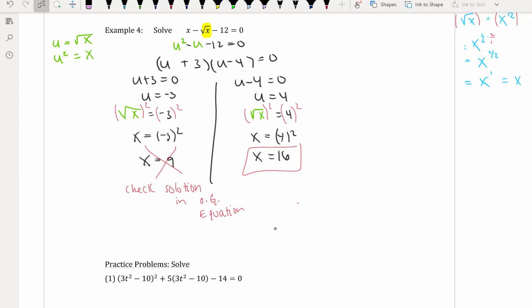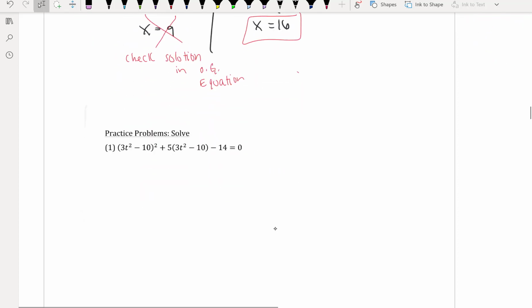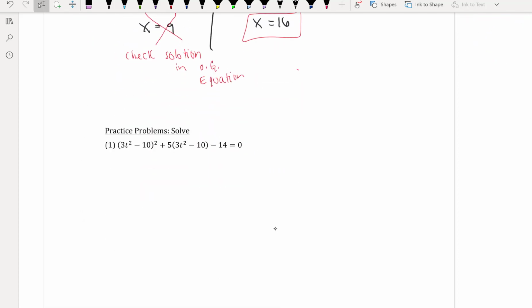Okay, so that's for example number 4. The rest here are practice problems. So this is where you guys are going to press pause on your device, whether it's your cell phone or your iPad or your computer, and you're going to try to work these problems out by yourself and see what you get, okay? So press pause.